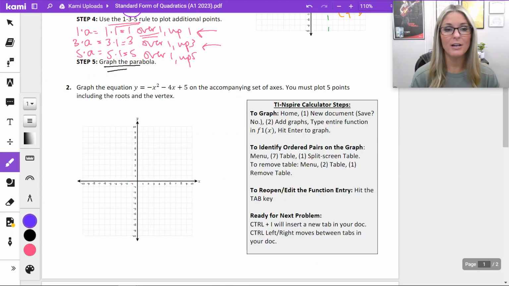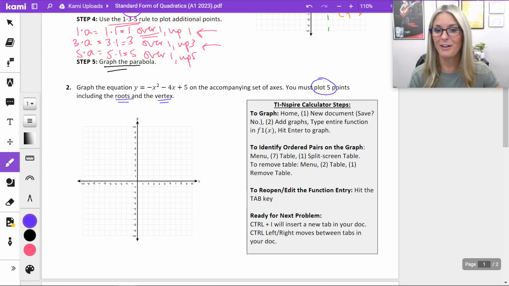Example 2, graph the equation y equals negative x squared minus 4x plus 5 on the axes and include 5 points, including the roots and the vertex. No change in our directions there. Only 5 points are allowed on Delta Math. Going to model that here for you.